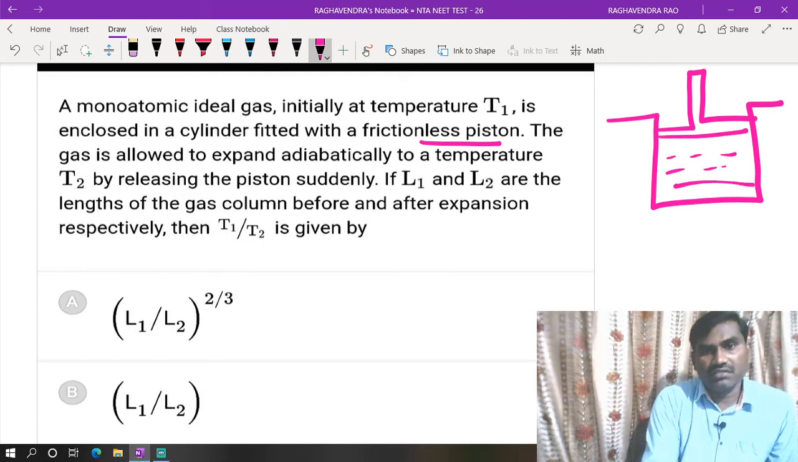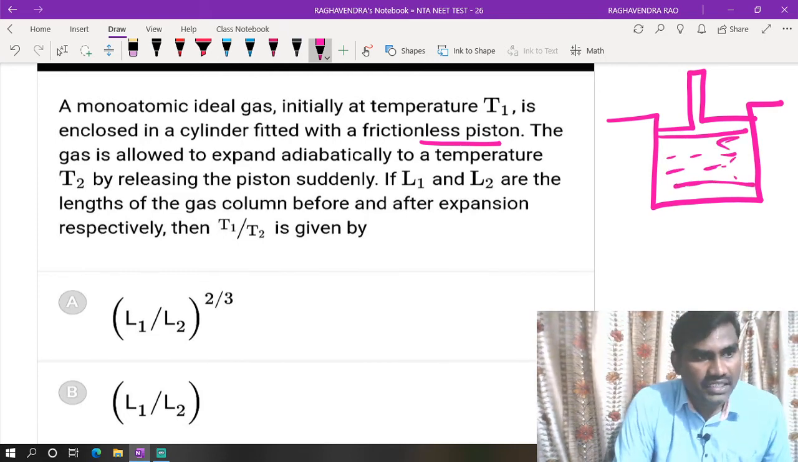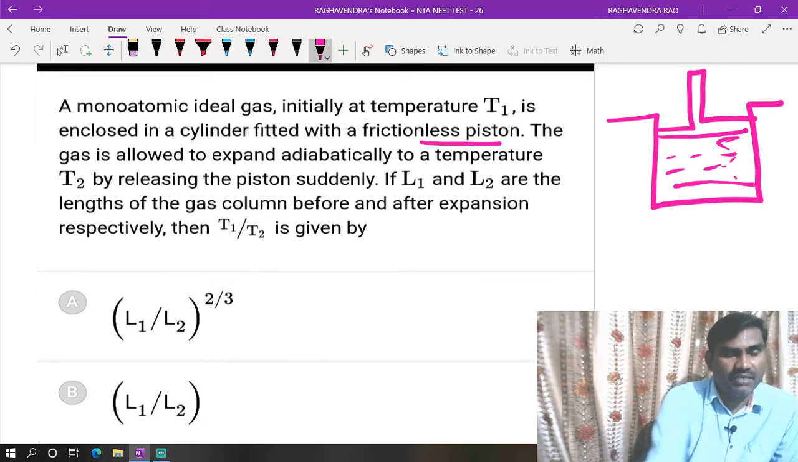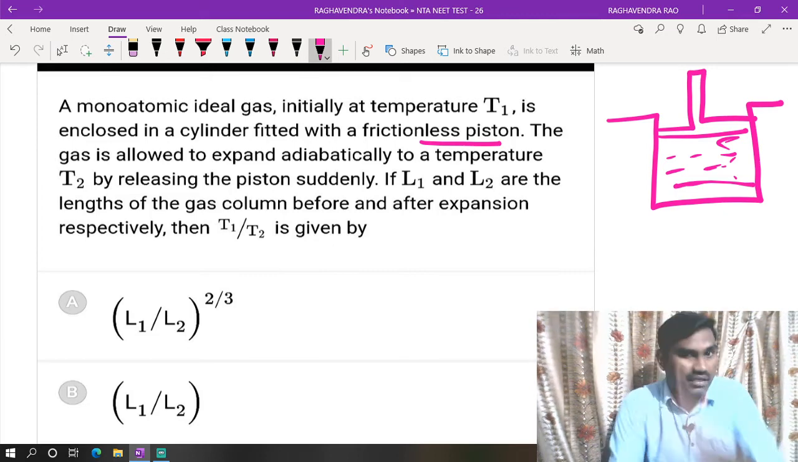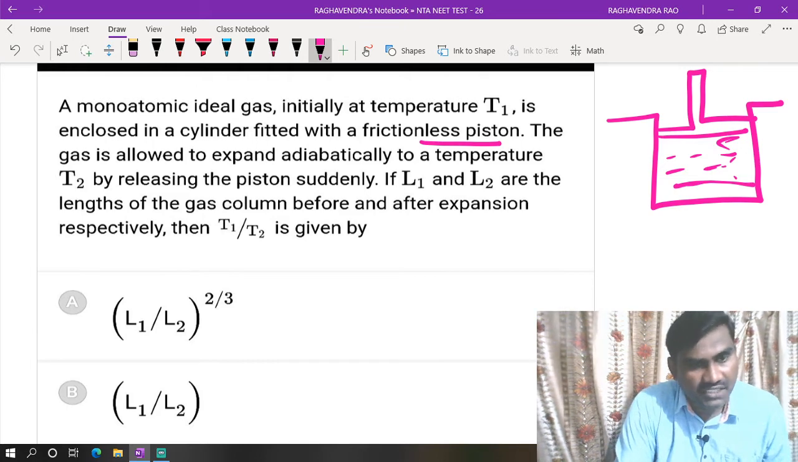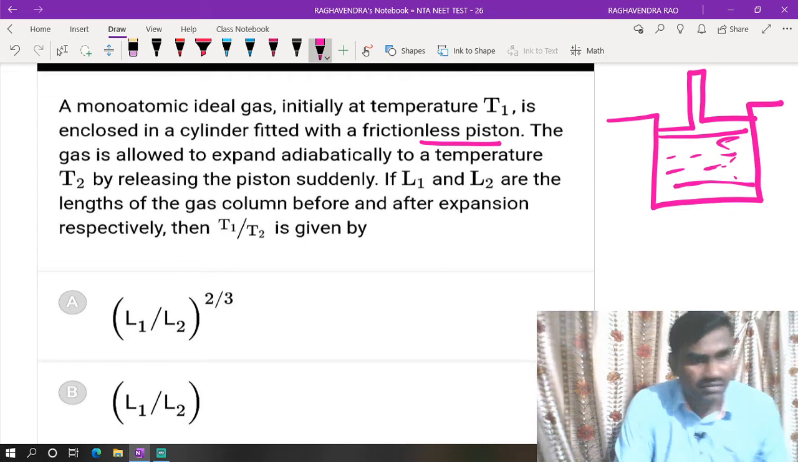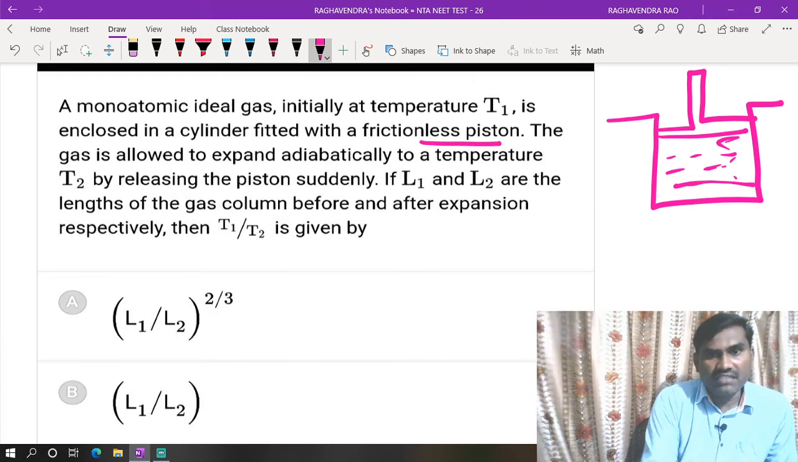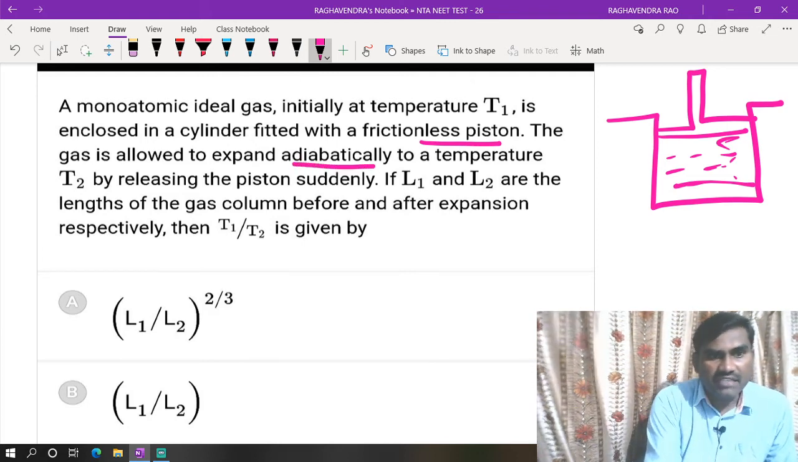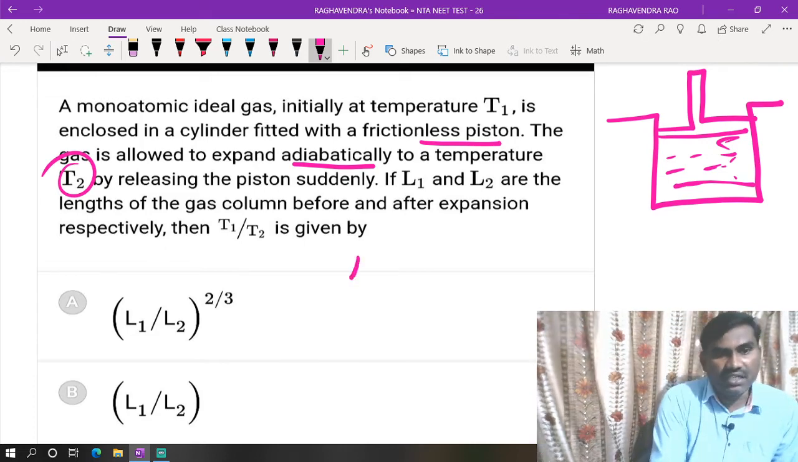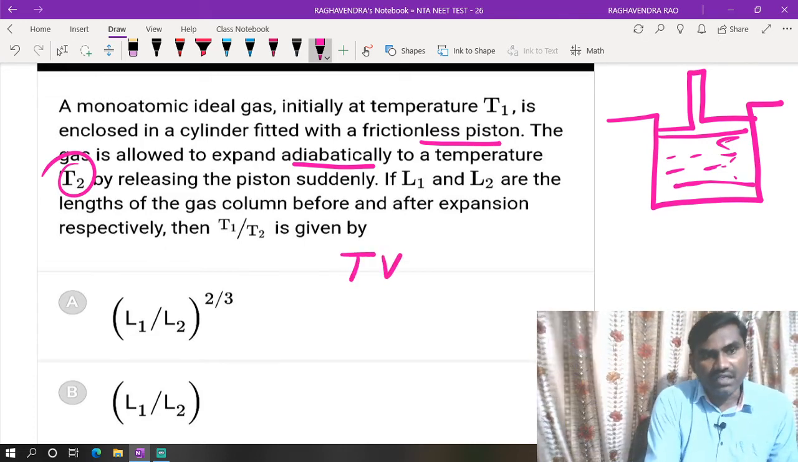This is the piston, and this is the gas filled in the vessel. The gas is allowed to expand adiabatically to a temperature T2. Initially T1, finally it becomes T2 by releasing the piston. Now this is a frictionless piston. By releasing the piston, the volume will change. L1 and L2 are the lengths of the gas column before and after expansion. By releasing the piston, there is a change in volume. In the case of an adiabatic process, temperature and volume are changing, so we can write the equation of state for the adiabatic process.